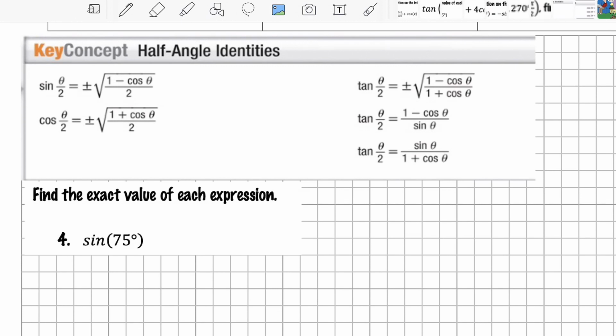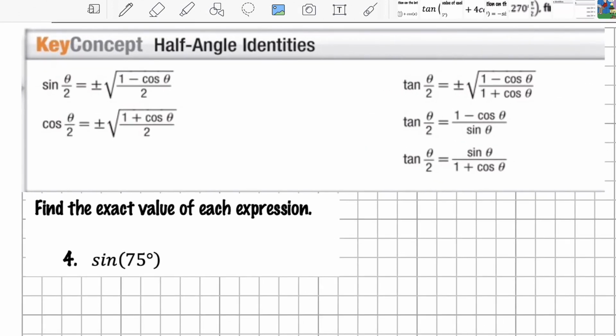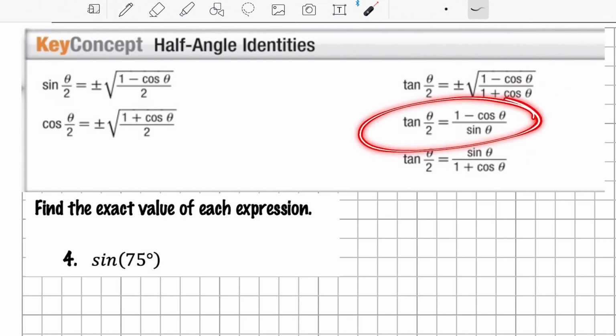Okay, so now we're going to go on to what's called a half angle identity. What I want you to notice is that this time we have the angle theta divided by 2. So we have these formulas. For sine theta over 2, we have this one, plus or minus. For cosine theta over 2, we have this one, plus or minus. And for tangent, you have 1, 2, 3 options. For tangent, the easiest is always going to be this one, the middle one. It's always easier.